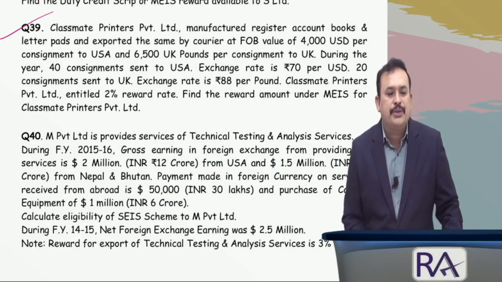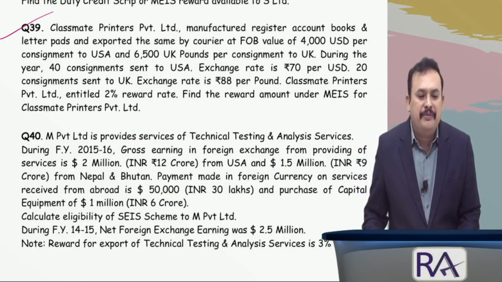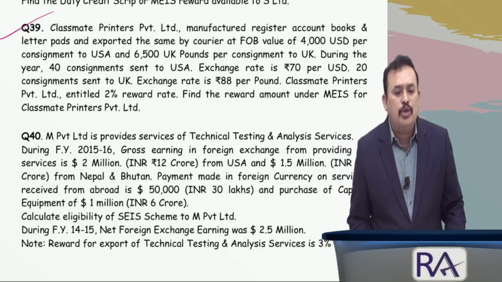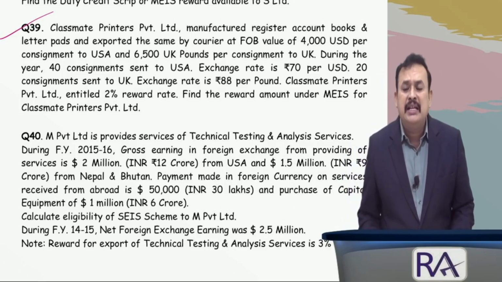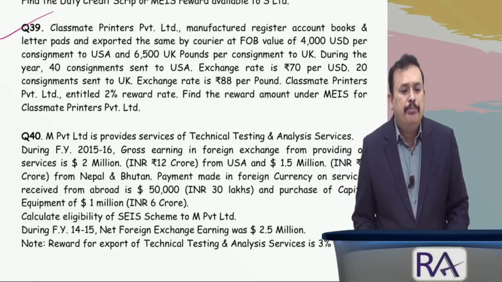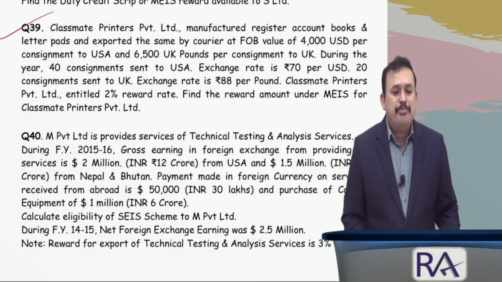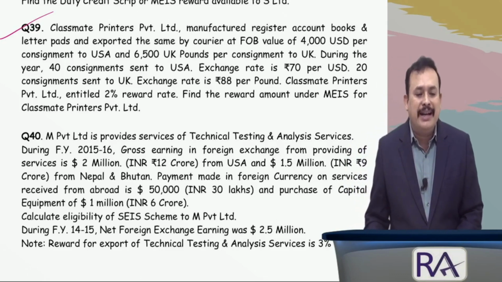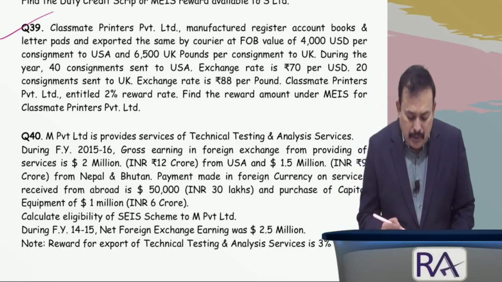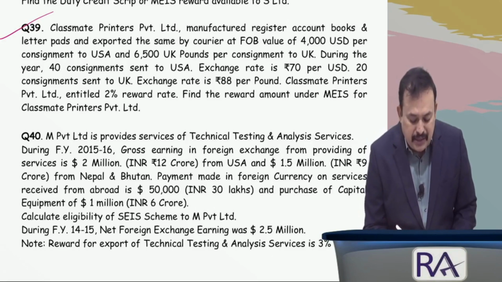Question number 39 reads as follows. Classmate Printers Private Limited manufactured registered account books and leather pad and exported the same by courier at FOB value of $4,000 per consignment to USA and 6,500 UK pounds per consignment to UK during the year. 40 consignments were sent to USA, exchange rate per dollar 70 rupees, and 20 consignments were sent to UK, exchange rate 88 rupees per UK pound. Classmate Printers Private Limited is entitled to a 2% reward rate. Find the reward amount under the MEIS to Classmate Printers Private Limited.